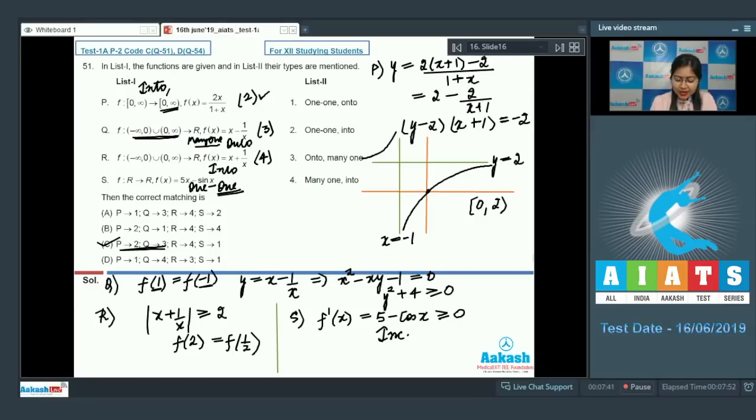Also, it can be seen that when x tends to infinity, then f(x) is tending to infinity, and when x tends to minus infinity, then it tends to minus infinity, which means that its range will be R. So it's a 1-1 and onto function. So option number 1 is the correct choice. So correct answer will be option number C.